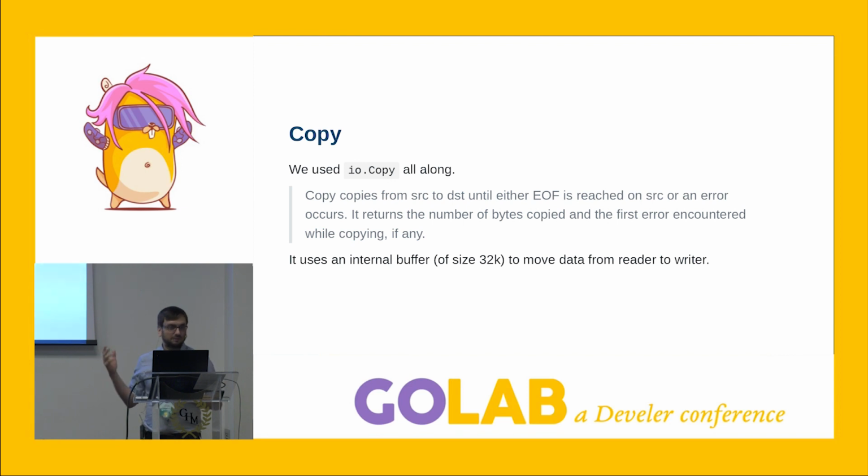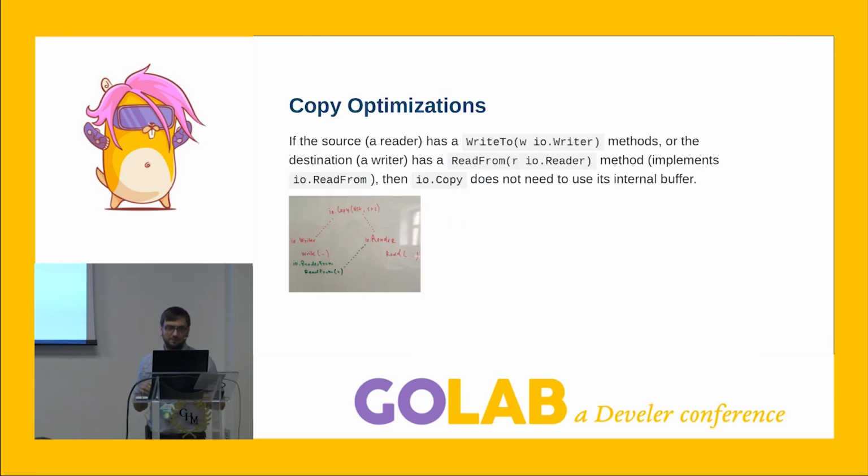We used io.Copy all along. It copies from source to destination, and it uses an internal buffer, which is 32K bytes, I believe. There's one copy optimization: if the source reader has a WriteTo method that takes a writer, or if the destination writer has a ReadFrom method that takes a reader, then io.Copy will not use its internal buffer but defer the copying to these methods. So instead of going through the loop, if one of these methods is present, the reader is passed directly into the writer's ReadFrom implementation, or the other way around.